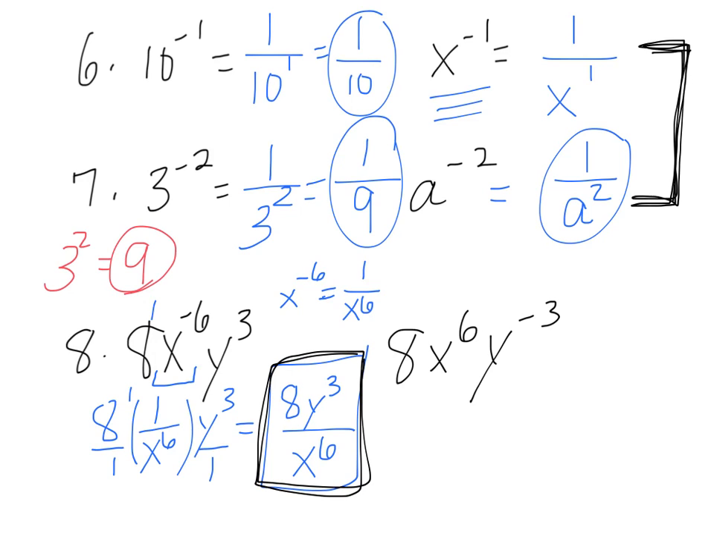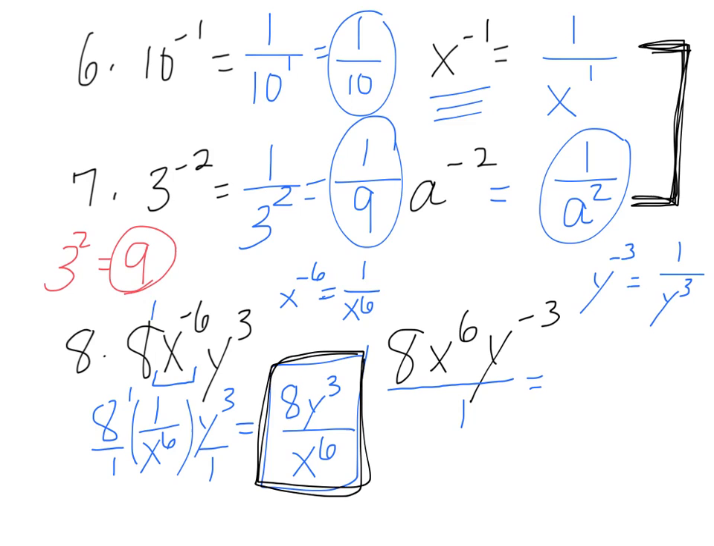All right, let's try this one. The only difference is what? The x to the negative 6th power, number 8, now becomes positive 6, and the y to the 3rd power now is y to the negative 3 power. So just like the one before, if we think about y to the negative 3 by itself, that's 1 divided by y to the positive 3rd power. So let's put all of this over 1.